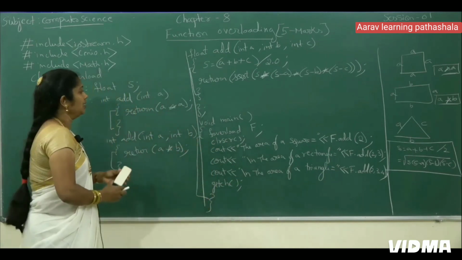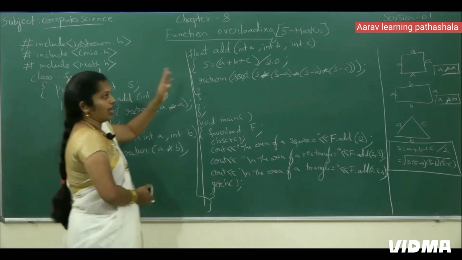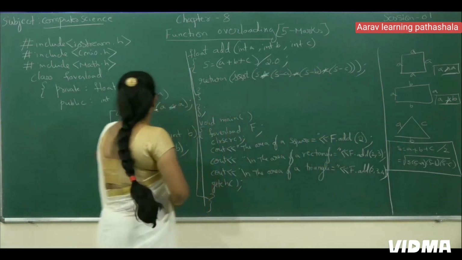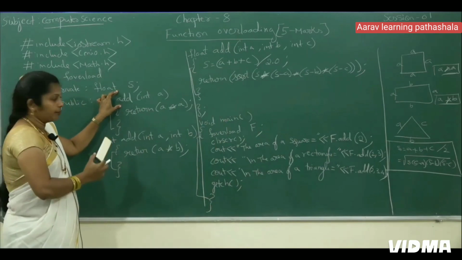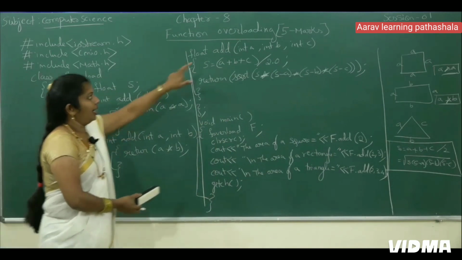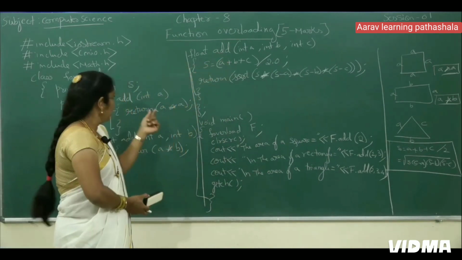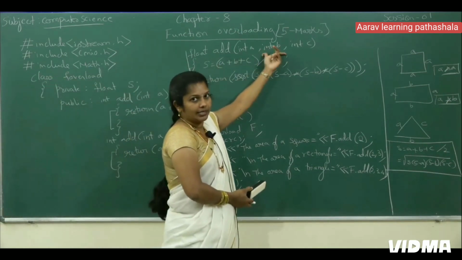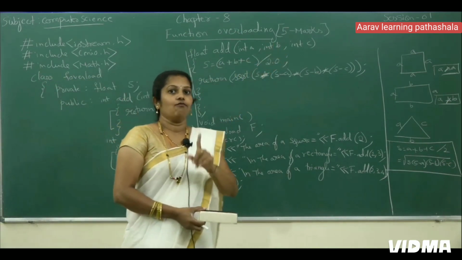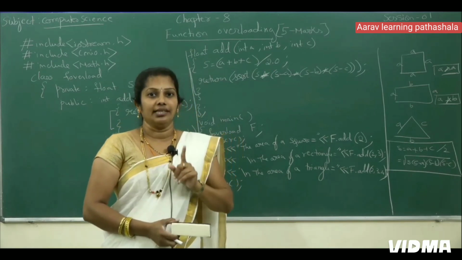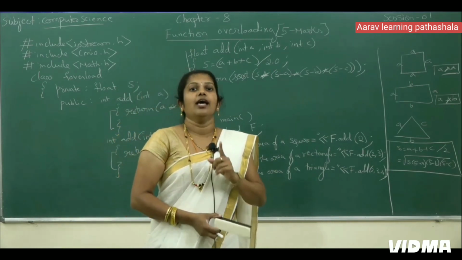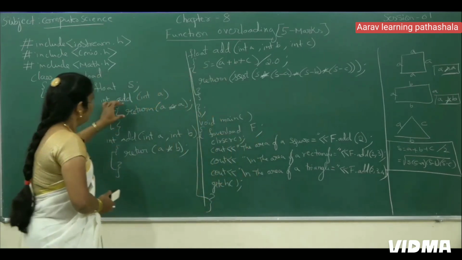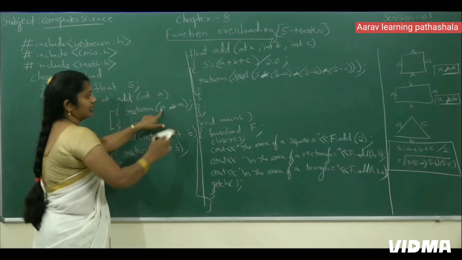Now see what the aim of the program is: to find the area of a square, area of a rectangle, and area of a triangle. See, this is a function overloading program. Here also add and add, three functions: one argument here, two arguments here, three arguments here. What is function overloading? Function overloading means function names are the same but differ in the number of arguments or the data type of the arguments.